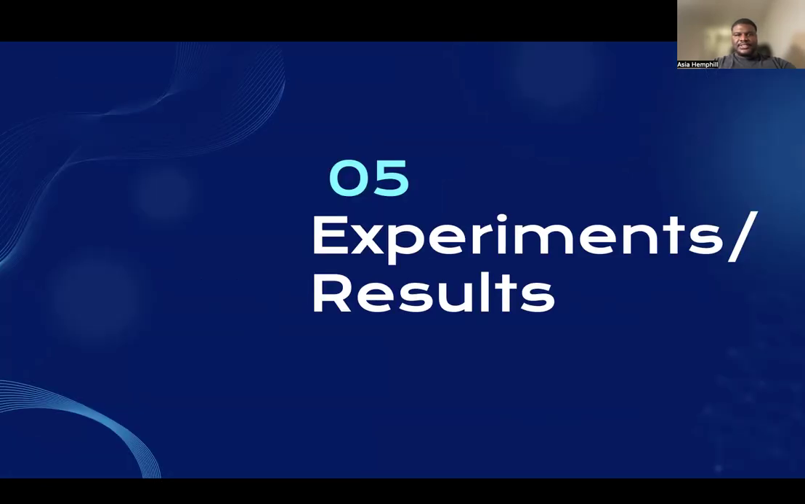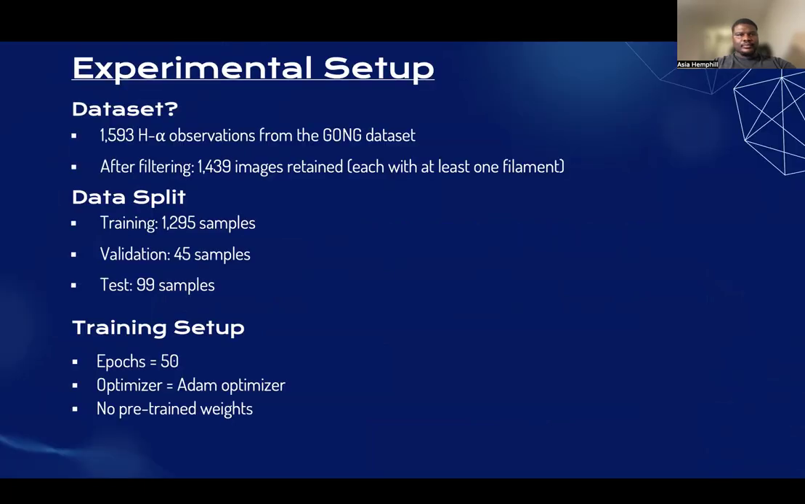Next, I'll talk about the experiments and the results. We use 1,593 H-alpha observations from the GONG datasets, but after filtering, which is done by removing H-alpha observations with no filaments, we have 1,494 H-alpha observations. We split our data into the training, validation, and test sets, and then we use this training setup of 50 epochs, the Adam optimizer, and no pre-trained weights for all our models to train the models.